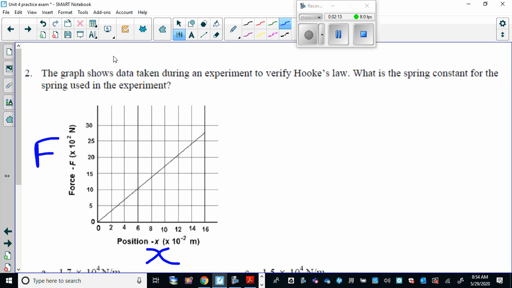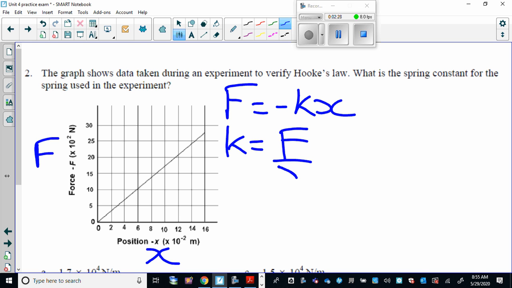And Hooke's law is F equals negative kx, and we want to find out what the spring constant is. So we rearrange that formula for k. We get F over x. We're just going to ignore the negative. The negative, just as a reminder, is to indicate the restoring force is always in the opposite direction of the displacement, but it's irrelevant in this question.